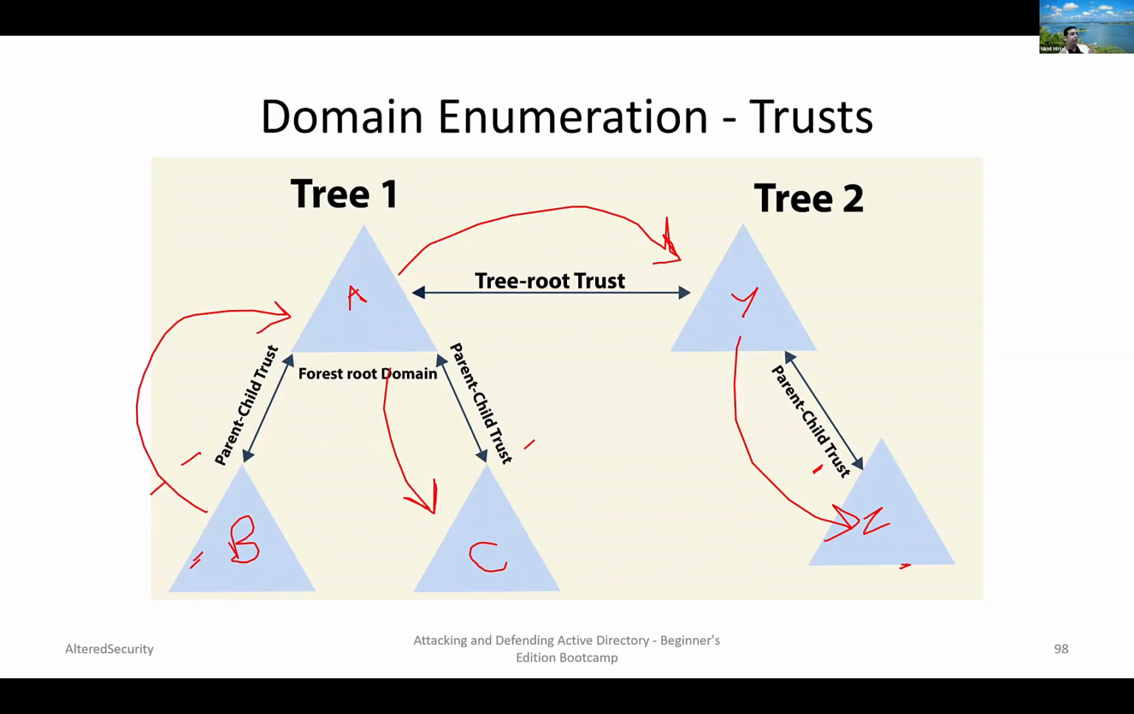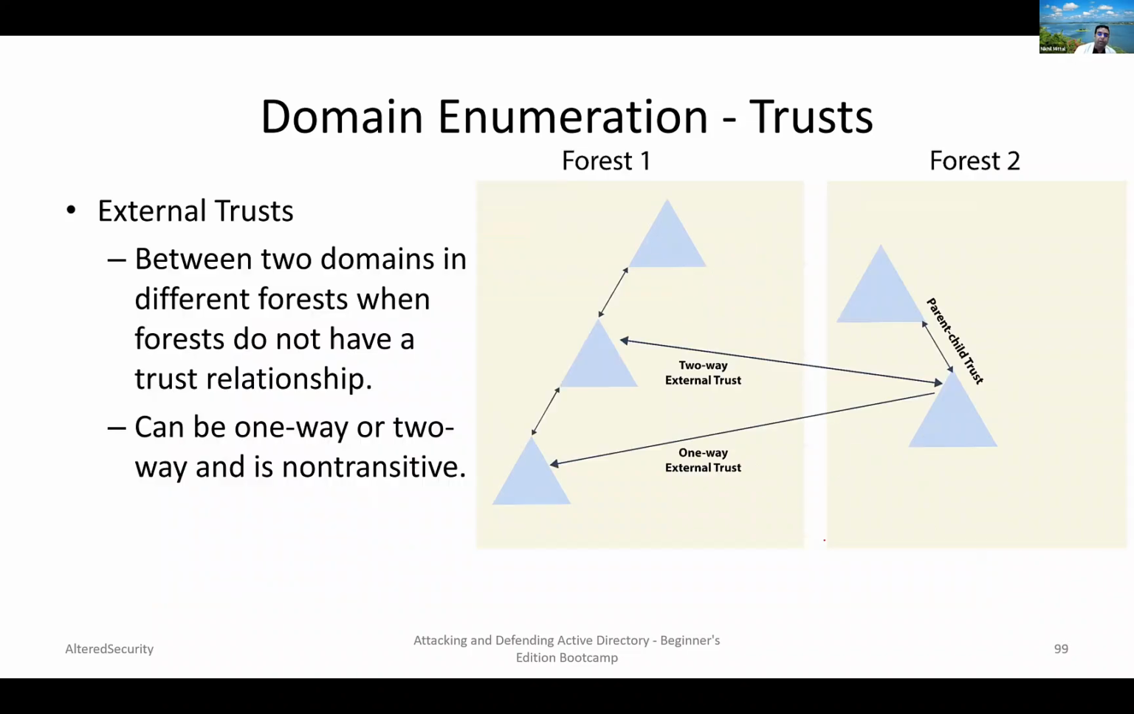So this is what transitivity is. You can access resources as a normal user, as an attacker, whatsoever. It is working as intended. You can access resources from one domain to another one within a forest. That is transitivity. Now, an example of a non-transitive trust relation would be an external trust.